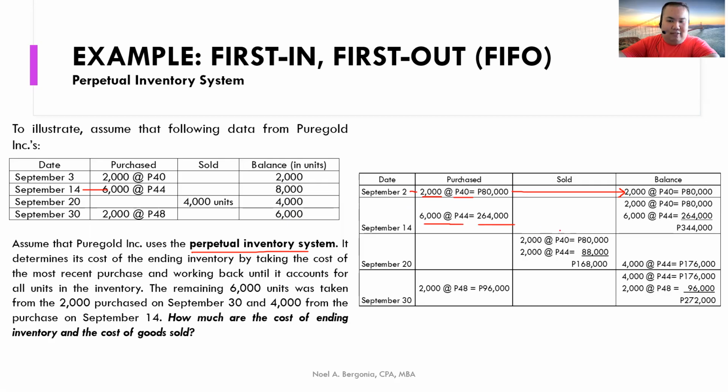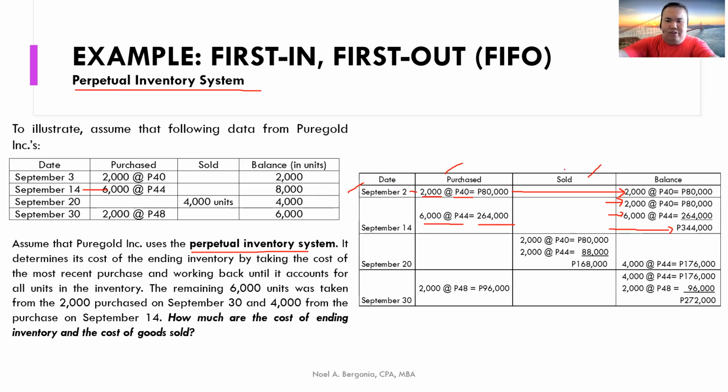So in the FIFO method, nakasegregate pa rin yung 2,000 at 40 and 6,000 at 44 because we need to monitor as well na yung unang nabili, which is on September 2, should be disposed first before the September 14. But the total balance as of the September 14 purchase was 344,000. So as you can see, guys, we are monitoring the movement of inventory, and that's how it works for the perpetual inventory system. Meron tayong stock cards, which monitors the movement, yung purchase at saka yung nabenta natin.